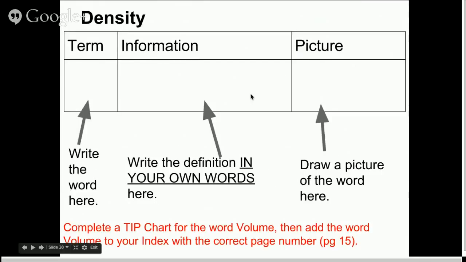Complete a tip chart for the word density. That should say density. Then add it to your index with the correct page number. Go ahead and pause it.